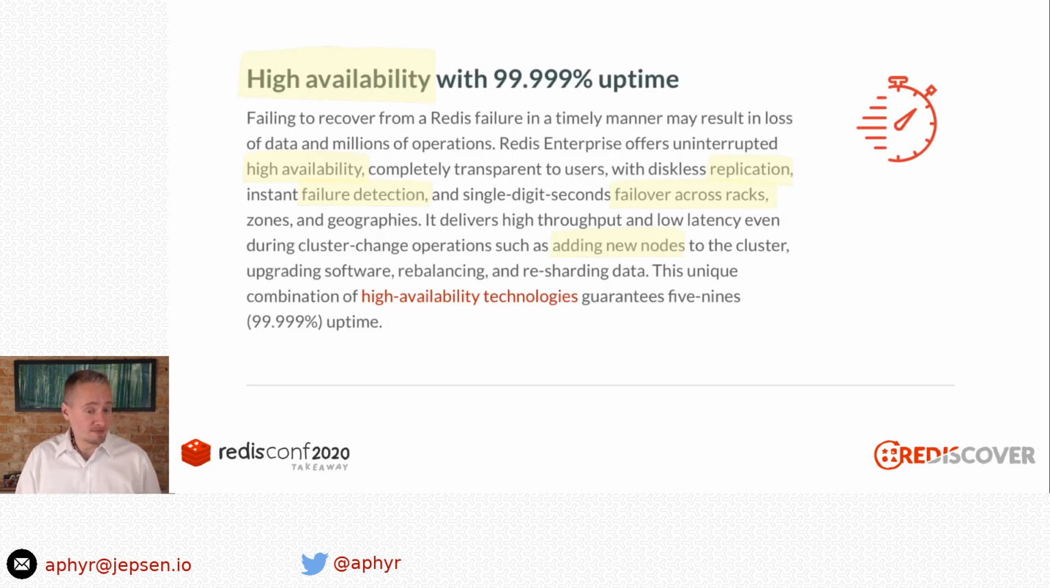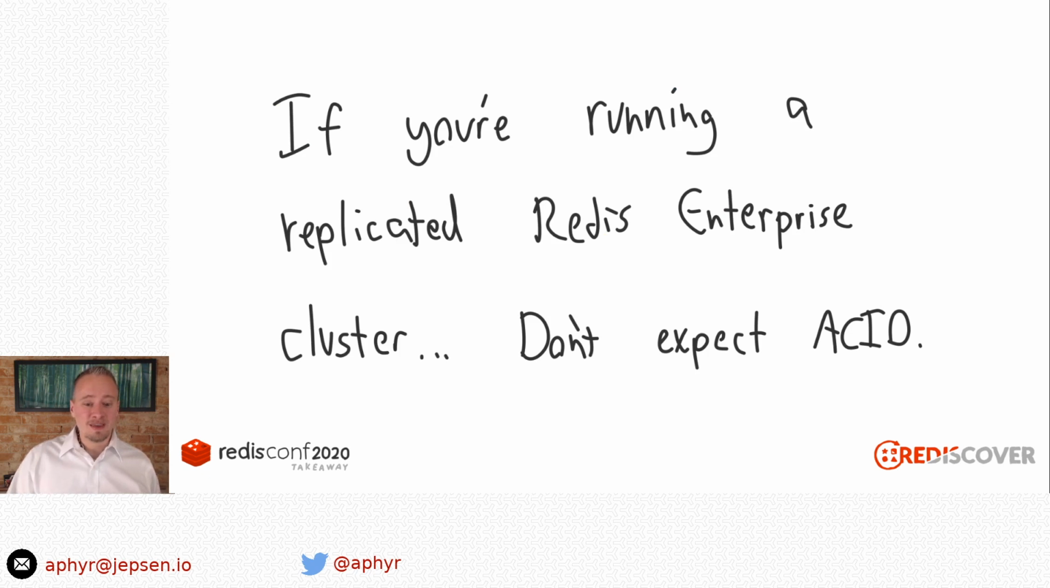They could be forgiven for thinking so, because immediately prior on the Redis Enterprise landing page is a bunch of advertising about high availability with instant failover protection and adding new nodes and replication. So these two features can't be used together. You can have ACID or you can have high availability, but not both at the same time. If you're running a replicated Redis Enterprise cluster, bottom line, you should probably not expect anything like ACID, probably not serializability, probably not even prevention of write loss. So expect your data to go missing and you won't be disappointed.